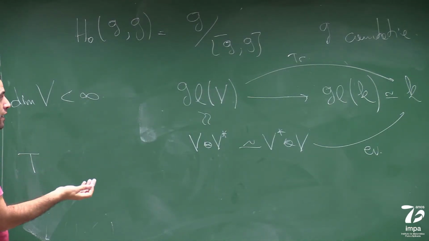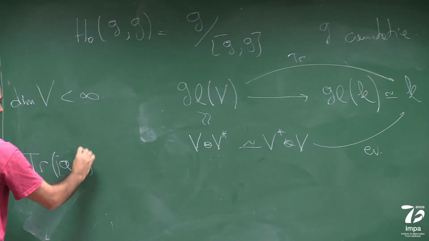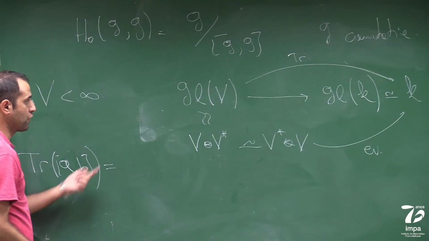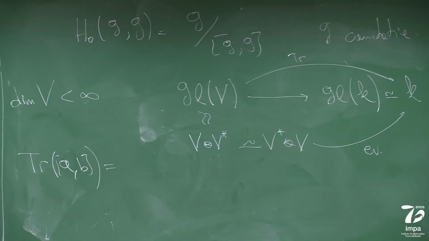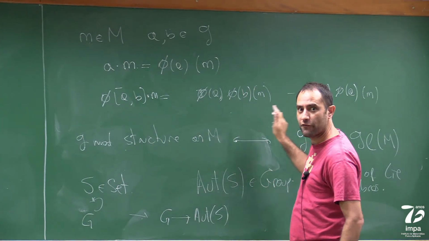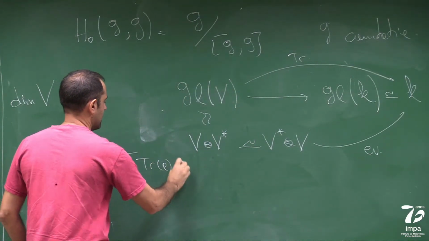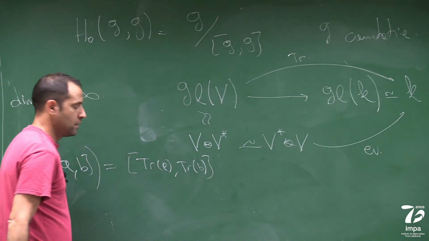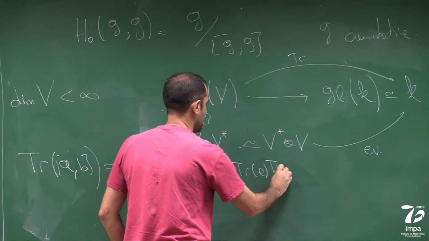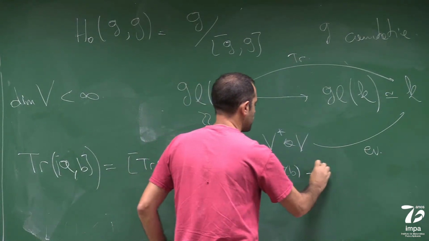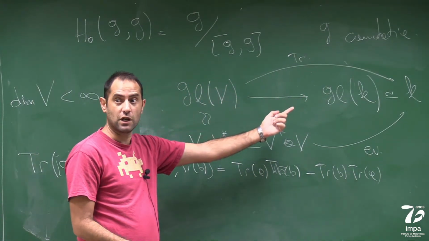The trace satisfies something important, which makes that into a representation. I am claiming that the trace of A bracket B is, for this to be a module, I needed that phi of the bracket is the bracket of the phi's. So I need that this is the bracket of trace of A, trace of B. And the bracket in endomorphisms of K is just trace of A, trace of B, minus trace of B, trace of A. But these are just numbers inside of K. GL1 is commutative, so this is 0.